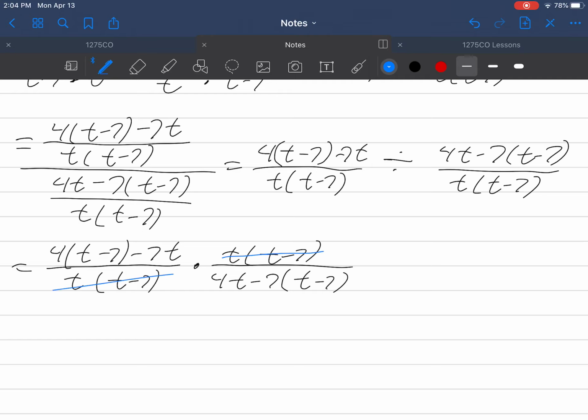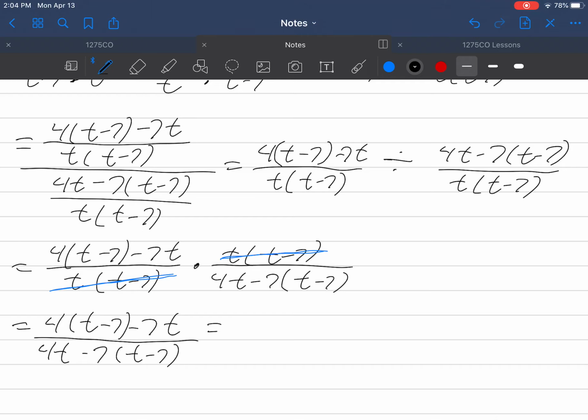That was a lot of writing, but we do get to cross stuff out now, like this t times t minus 7. Can we cross out the t minus 7 here and here? The answer is no, because we got these minus signs outside parentheses, right? So we can cross out the entire t times t minus 7 on top and bottom here, cross cancel that. But we can't really cancel anything else, so that means we just have to move forward with this rational expression, 4 times t minus 7t up top, 4t minus 7 times t minus 7 on bottom. Again, nothing here is going to cancel.